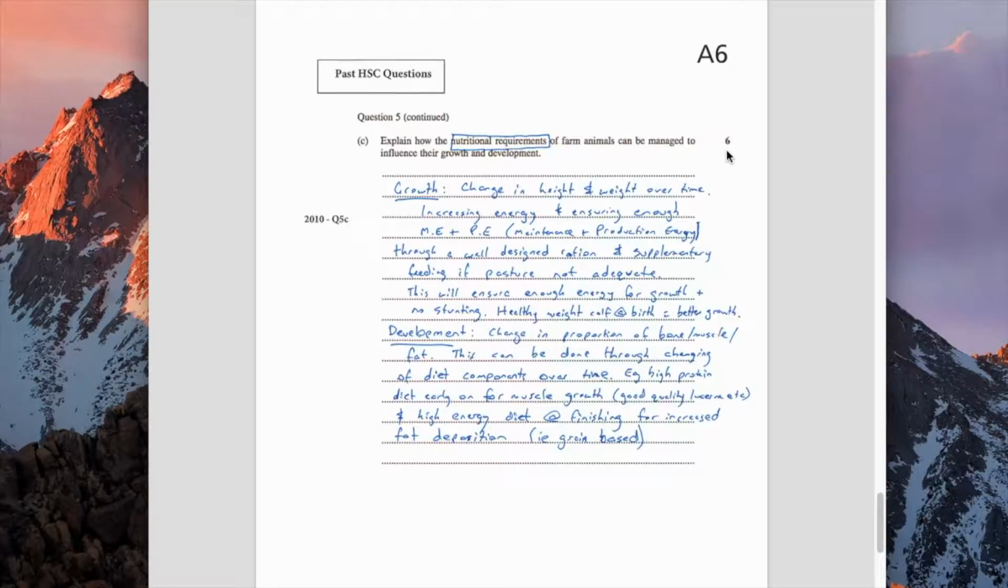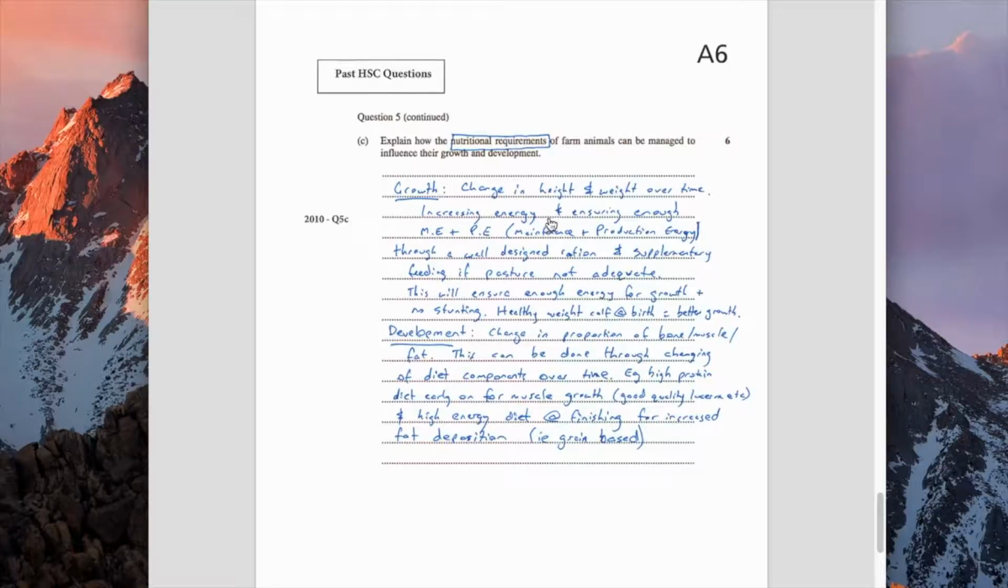Because it's a 6-mark question, you're basically getting 3 marks for each one. So if you forget one, you can't get more than 3. So what I've done is I've talked about growth and I've talked about development. So growth, explain how nutritional requirements can be managed to influence growth. So change in height and weight over time is what growth is. It's good for you to repeat that so it shows that you know what you're talking about.